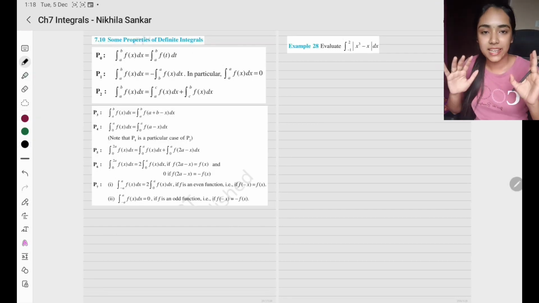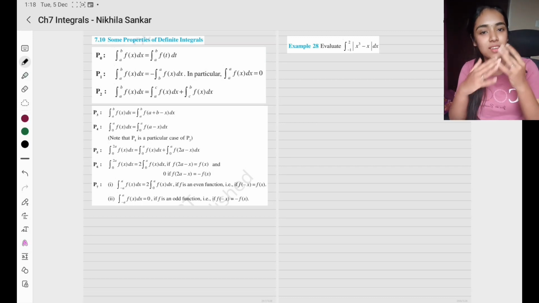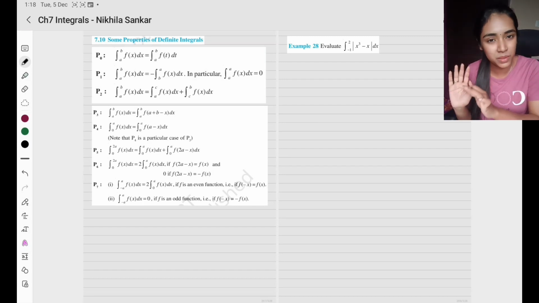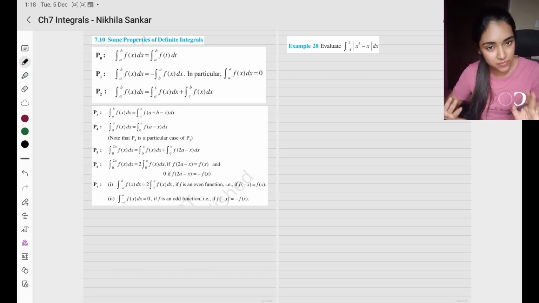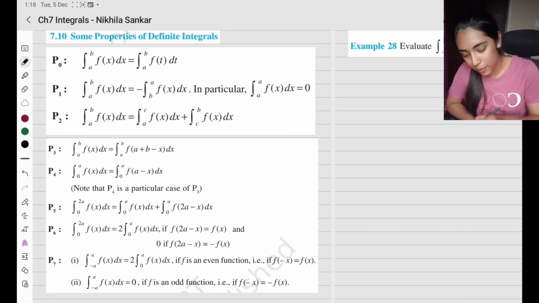The last and final topic of this chapter is going to be some properties of definite integrals. Without solving definite integrals the long way, they have given 7 small tricks, 7 properties. If you remember these, your integrals are going to be very easy. So I have 7 different properties. What is the first property? Very easy.